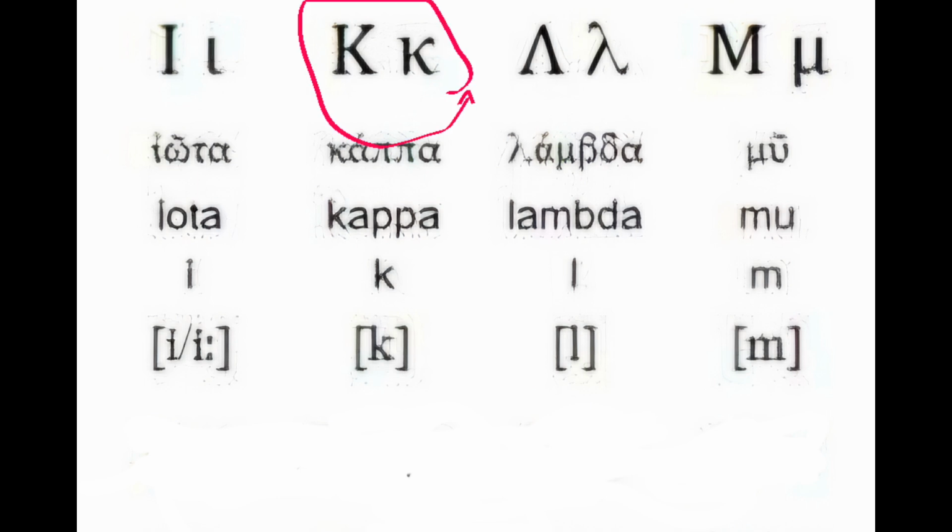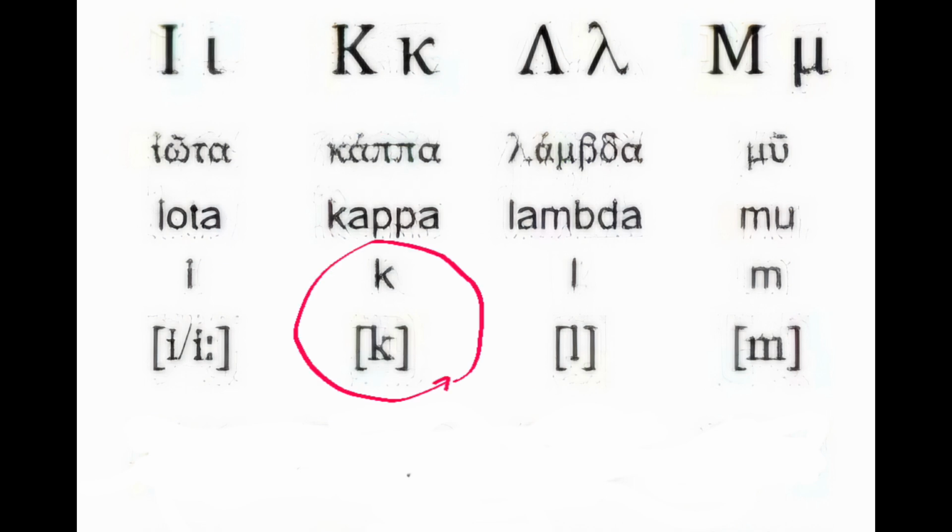The shape of the Greek letter kappa is very similar to our English font, and notice that it's spelled with the Greek letters kappa, alpha, pi, alpha, kappa, and it has the sound of our letter K.